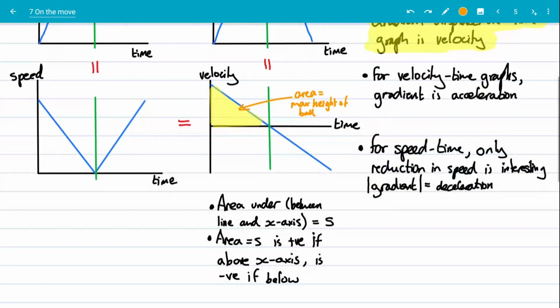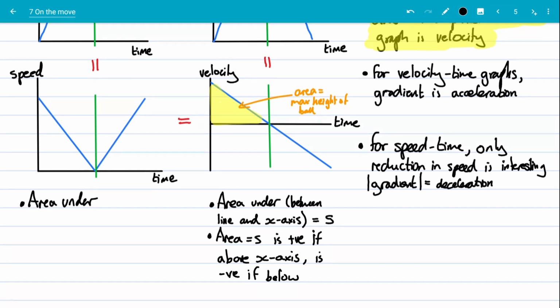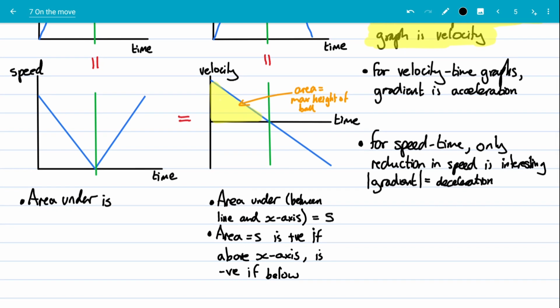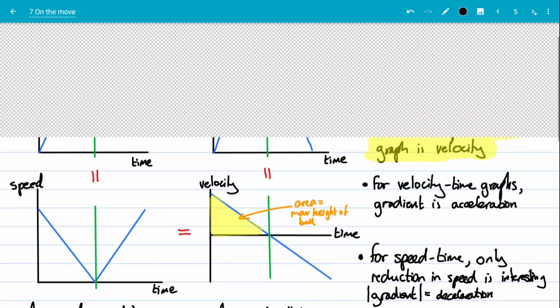Okay, well, what about the area under a speed time graph? Well, that's the distance. It never goes negative because the distance always increases. Never decrease distance. So we could say that the area under, and I've already said it's between line and the x-axis, speed time graph is distance. And it's a scalar. Scalar only tells us the distance.